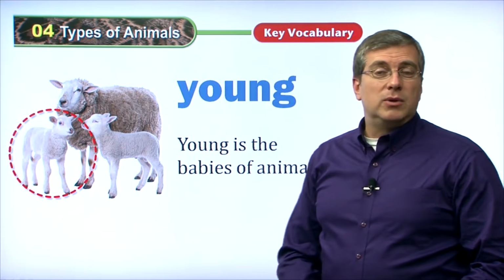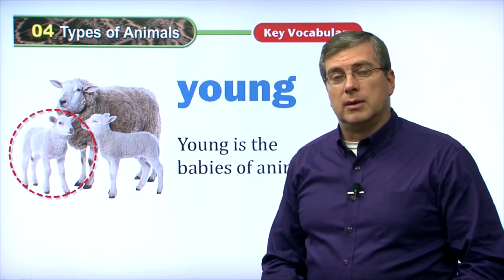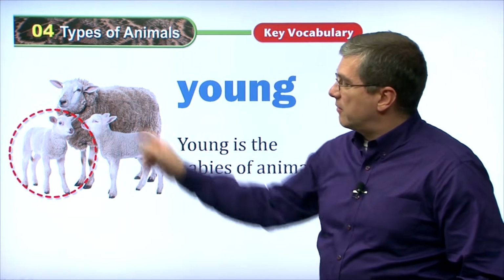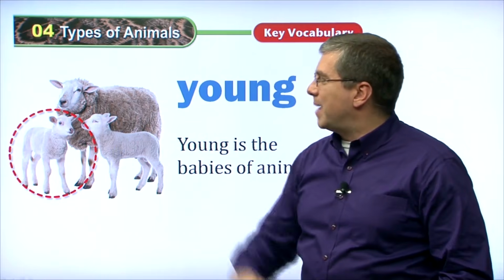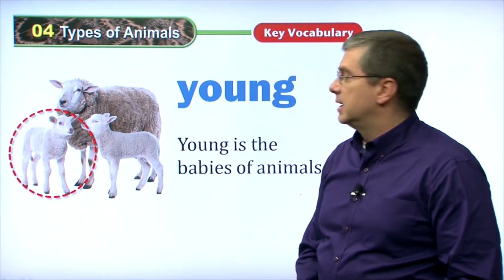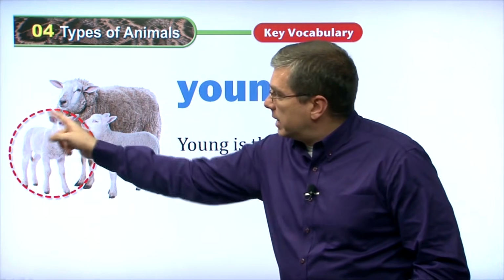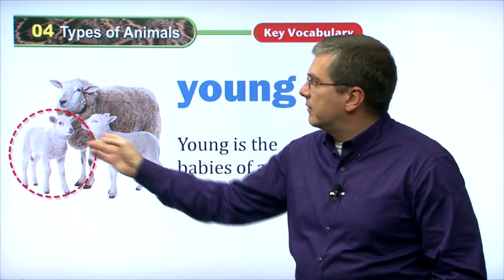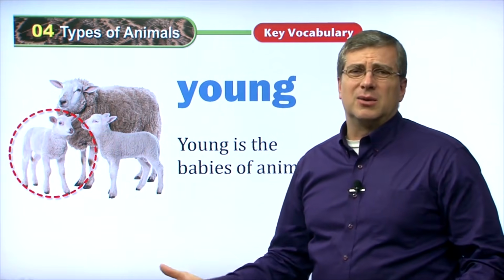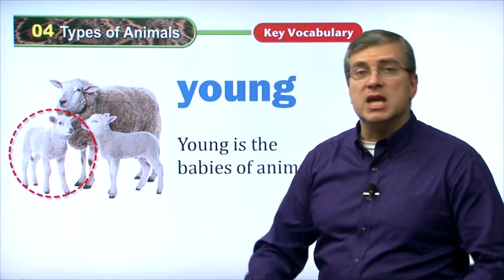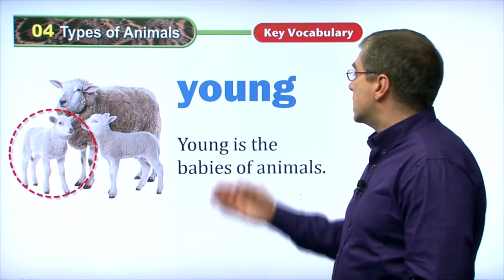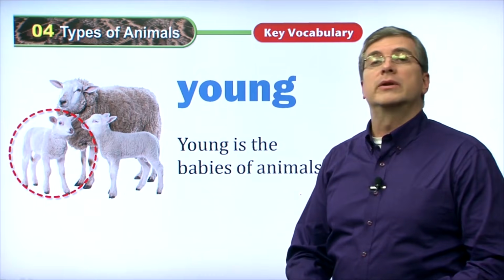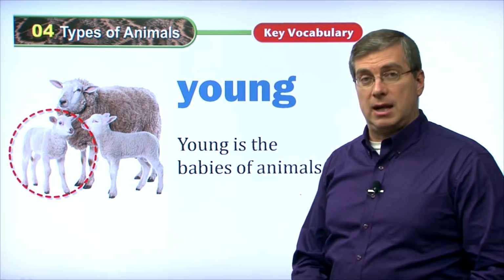When we talk about animals, we can talk about their young, right? The young of animals, okay? So as we see here, we have mama sheep, and we have two baby sheep, lambs. This would be one baby sheep. We could say young. So actually both of them are young. Young is non-count. We say the young of a sheep, the young of a horse. So young is the babies of animals.